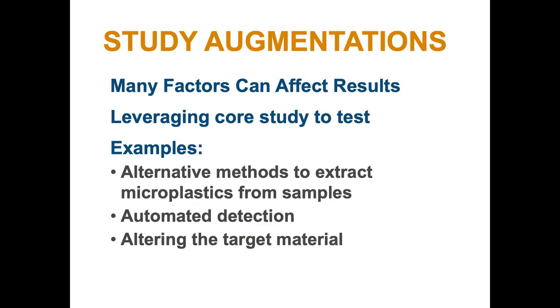But what a great opportunity this is to also look at some different types of study augmentations. What happens if you change something up? How does that affect the number of microplastics you might count in a sample? So these are some of the augmentations that we're looking at doing, where we maybe vary the matrix a little bit, different sediment sizes, looking at automating some of the analysis along the way. How does that compare with just following the standard operating procedure? So we're taking that opportunity to do some study augmentations.